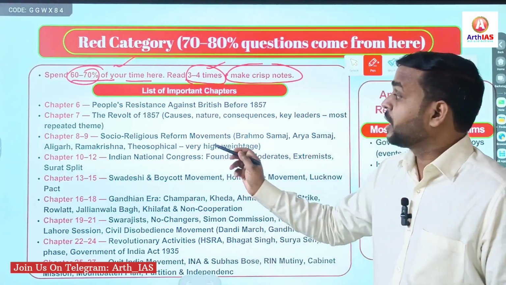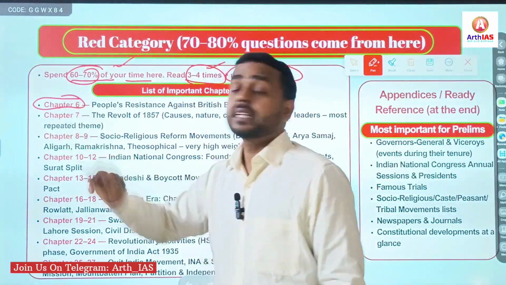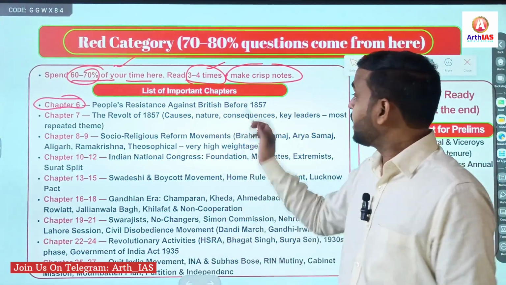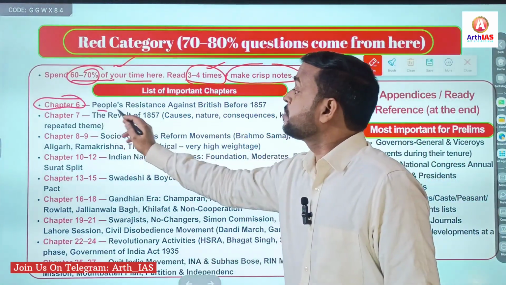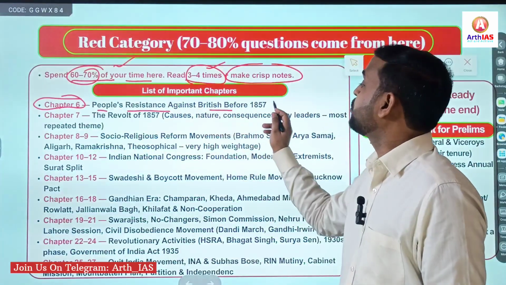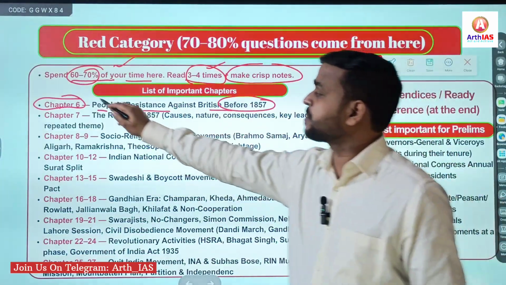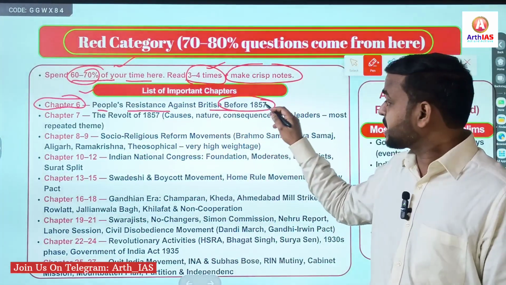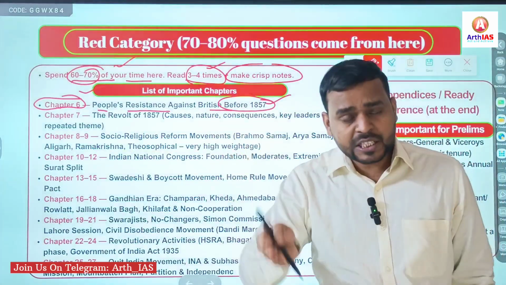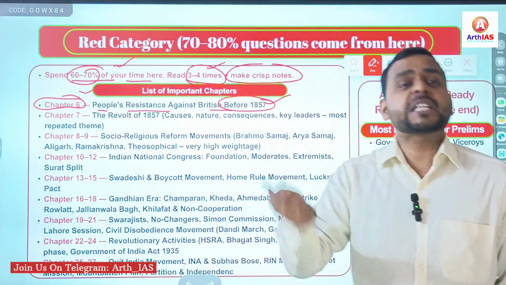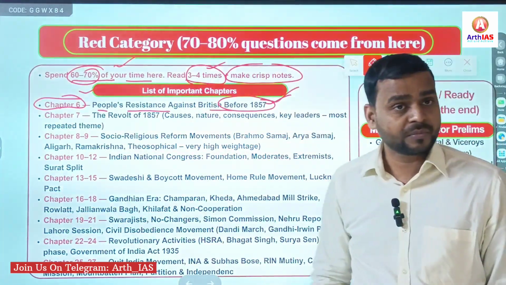So here the first chapter is chapter number 6, right? And the name is People's Resistance against British before 1857. Again, this chapter is very important, right? This chapter talks about the resistance, or uprisings, before 1857.